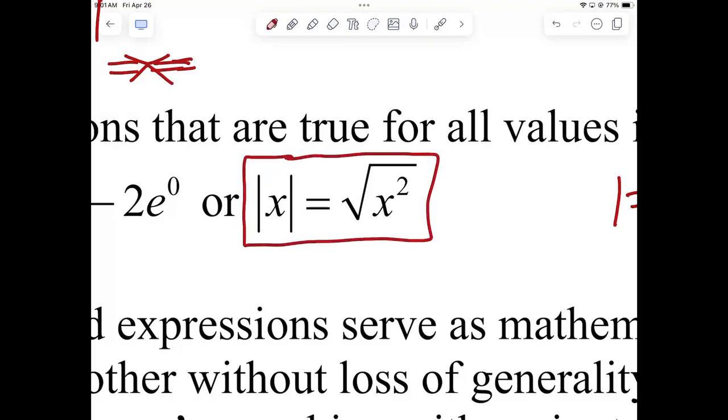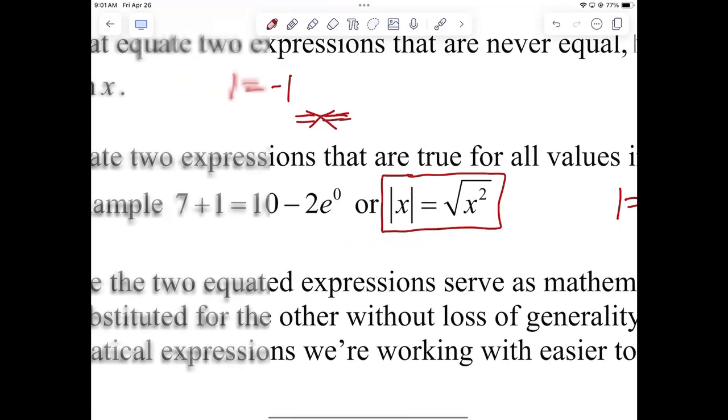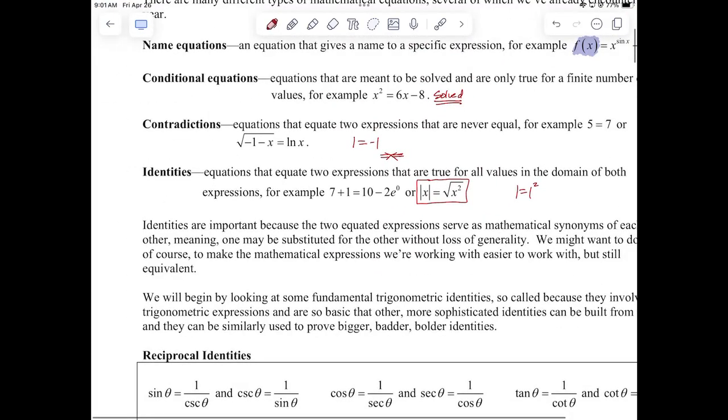This is actually an identity that we use quite a bit in calculus because it allows us to use what's called a power rule to take the derivative, or even integrate possibly, if we want the absolute value of x function. So this whole section is going to be talking about identities, some trigonometric identities specifically. These are equations that are mathematical replacements for each other.